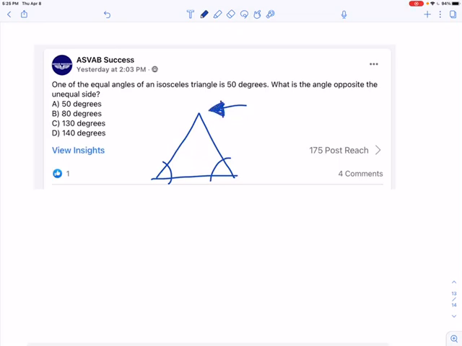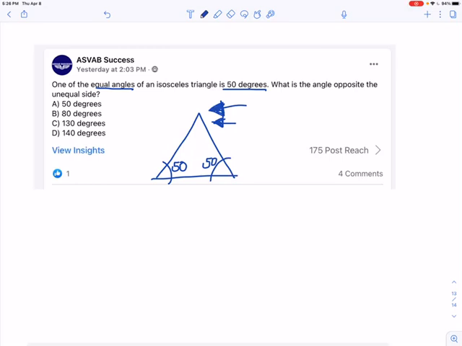Okay, so it says the equal angles is 50 degrees. One of them is, so one is 50. The other one, because it's equal, is also going to be 50. So I can fill that in right there. Now, it's asking what is the angle opposite of the unequal side. Well, this is the unequal side. I'm going to draw another arrow even though there's one there already. What is opposite of it? The only angles that are opposite of it are 50 degrees.